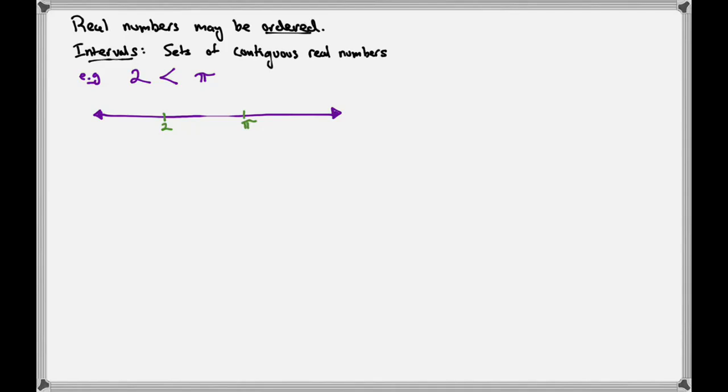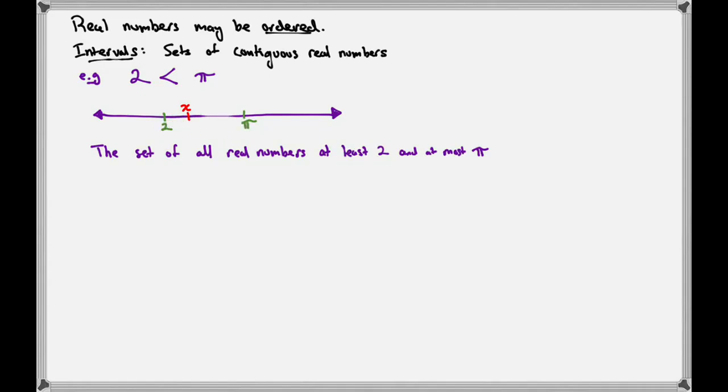Once we start thinking about the ordering of real numbers, we can start to think about intervals of real numbers. Intervals are nothing more than sets of contiguous real numbers. What I mean by that is unbroken regions of the real number line. So for example, I could talk about the set of all real numbers that are at least 2 and at most pi. In this case, I'm thinking about all the real numbers x that are at least 2 and at most pi. So they form an interval or a contiguous region on the real number line.